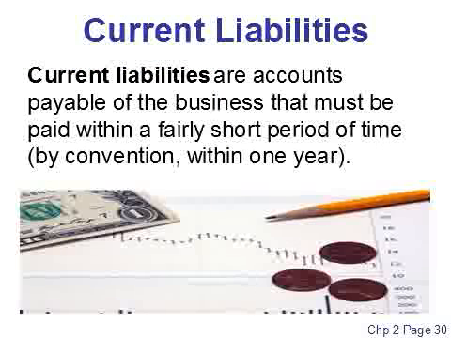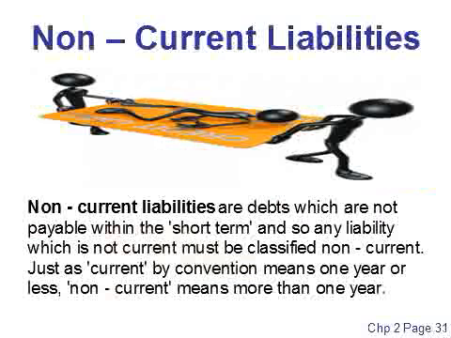Current liabilities. Current liabilities are accounts payable of the business that must be paid within a fairly short period of time, by convention, within 1 year. Non-current liabilities. Non-current liabilities are debts which are not payable within the short term, and so any liability which is not current must be classified non-current. Just as current by convention means 1 year or less, non-current means more than 1 year.